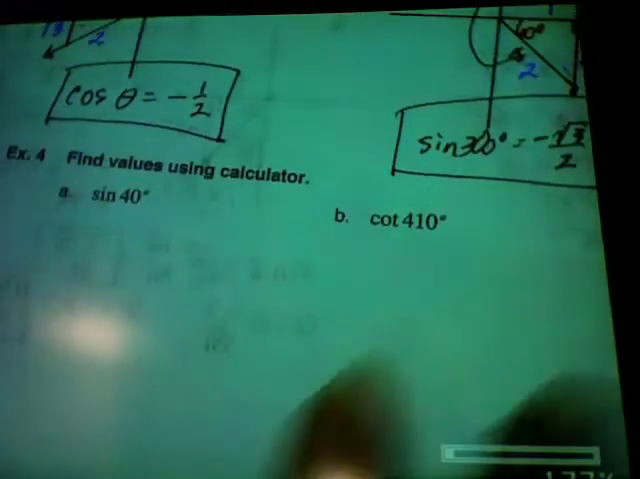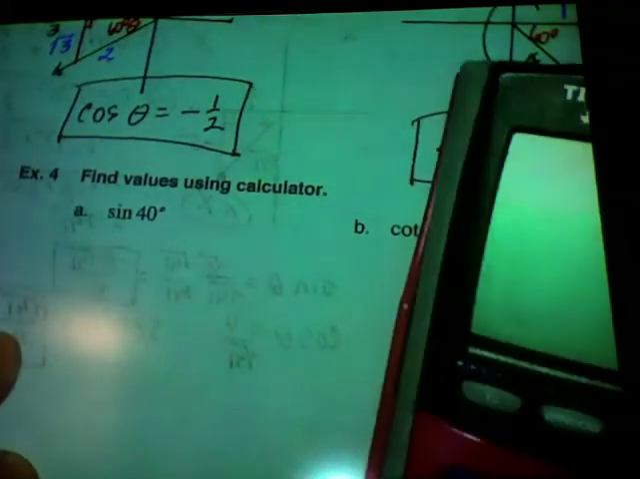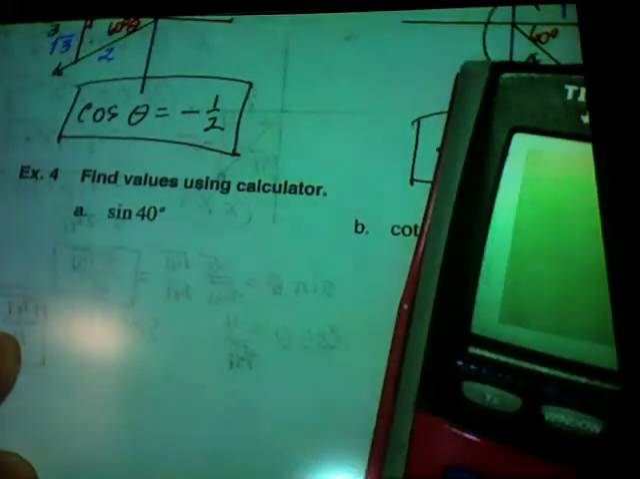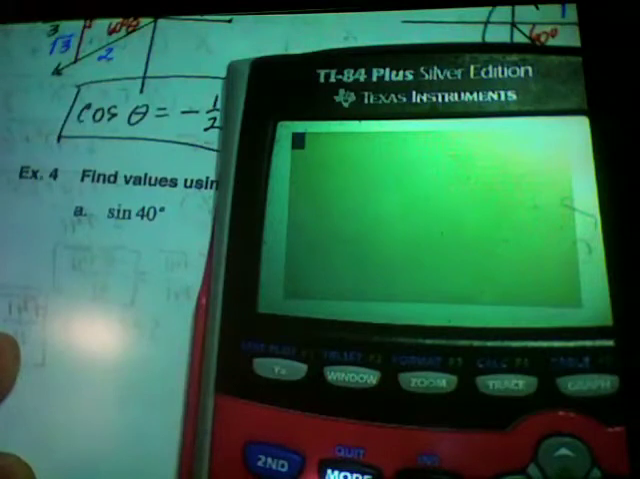All right, so let's look at day 2 of 4-4. We're going to go from where we left off. Now we're going to find the values using a calculator. What do we have to be careful of? Radians and degrees. Very good. So we have to be careful. Are we in radians or degrees? Where do you figure that out?